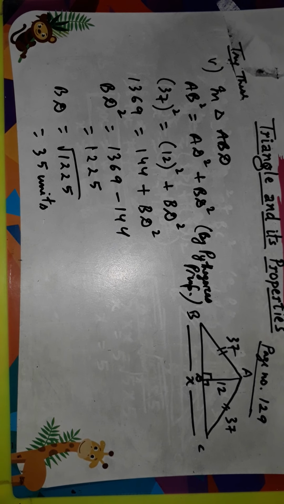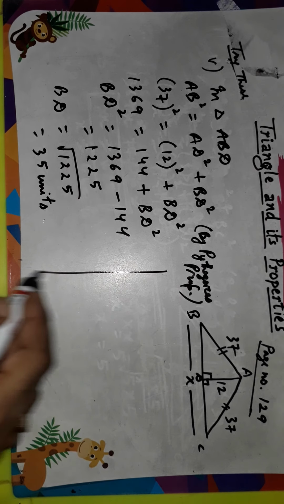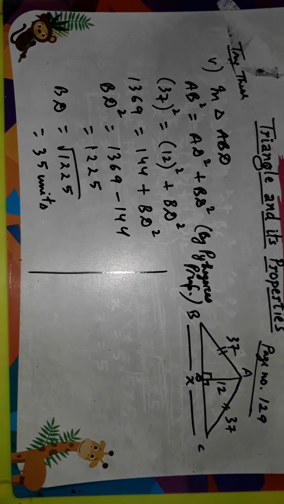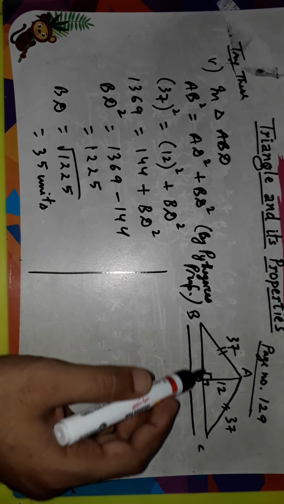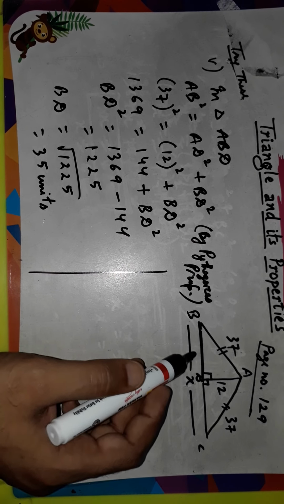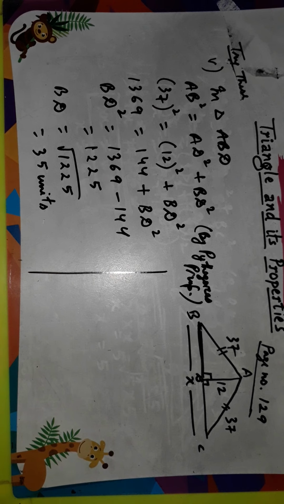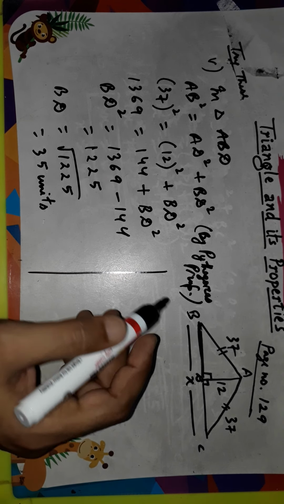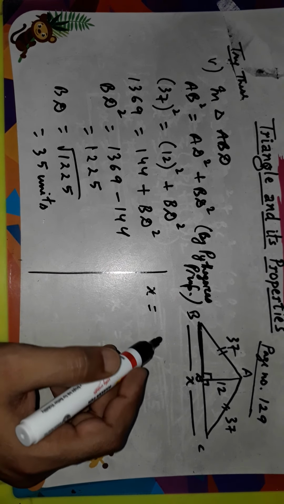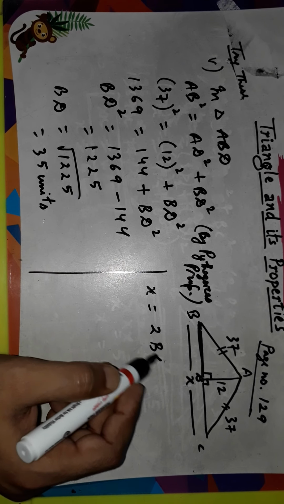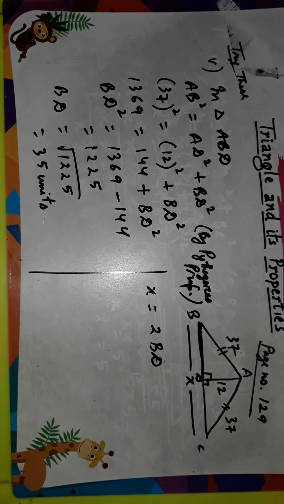BD is 35 units. Now since it is asked X, and right now we have found only this much, this other part also has to be found. Now X equals twice BD. Why twice BD?